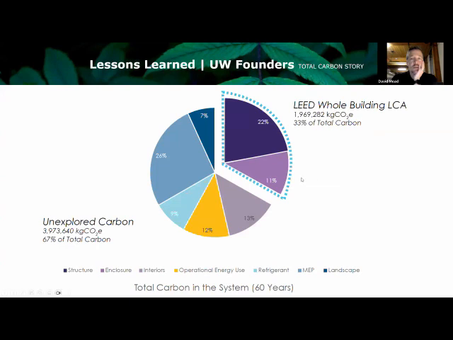On this example, when we were looking at it from a LEED perspective, the LEED whole building LCA accounted for about 33% of the emissions. And the unexplored carbon here you can see included landscape, MEP, refrigerants, operational energy use, and interiors, which is about 67% of the overall emissions over 60 years. So once again, depending on the rating system or third-party certification, they're measuring different things, and it's good to understand what they're including and what they're not.